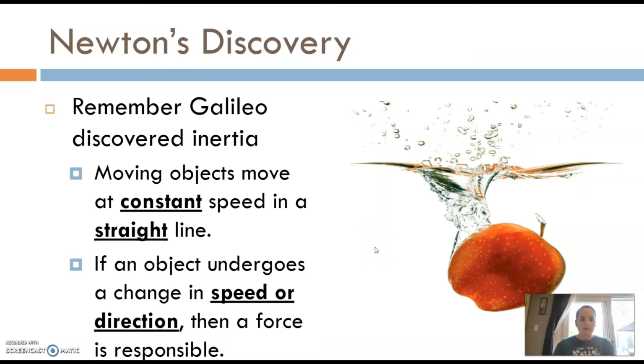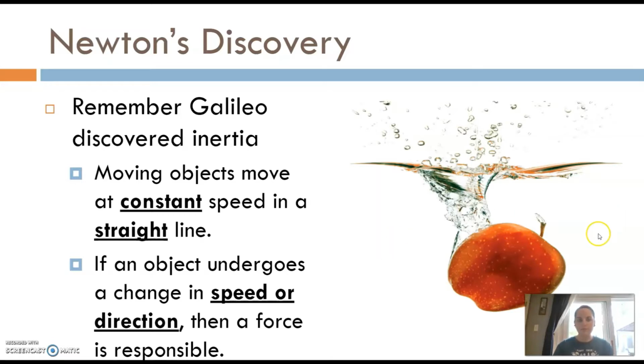But Newton's discovery, so remember Galileo discovered inertia. And so what inertia is, is the resistance for an object to change its motion. If it's in a certain state of motion, it wants to stay in that motion. And so moving objects move at a constant speed in a straight line if there's nothing else acting on them. All right, there are no other forces.